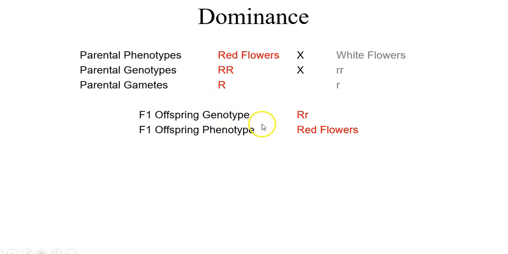Now normally we'll let the uppercase letter represent the dominant allele, but just for the sake of argument, let's say white flowers was the dominant phenotype, and little r was the dominant allele. And then in our heterozygote, if that's the case, the dominant allele, which in this case we're saying little r is the dominant, the little r for white flowers would be expressed, and this offspring would have white flowers just like this parent.